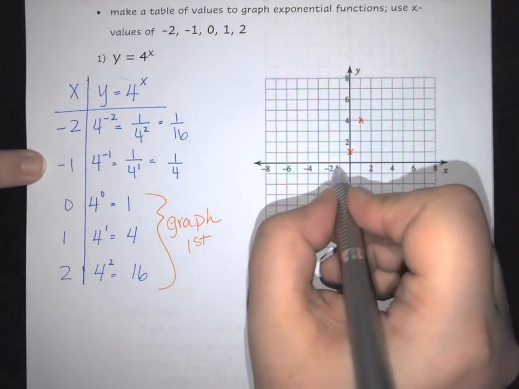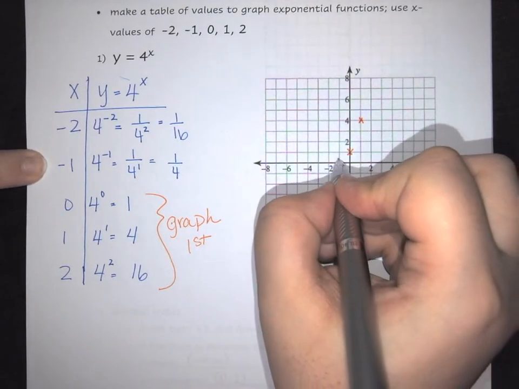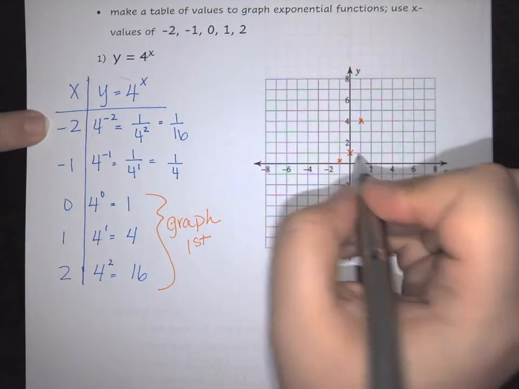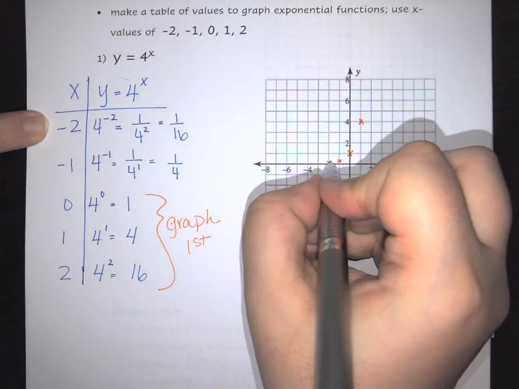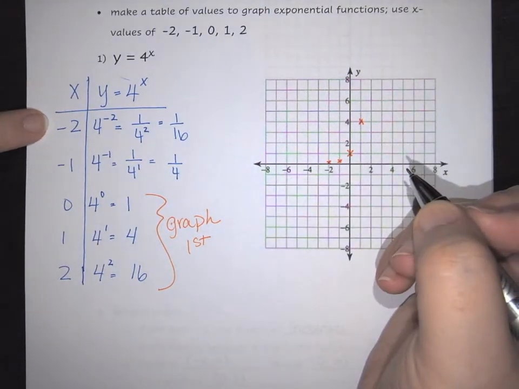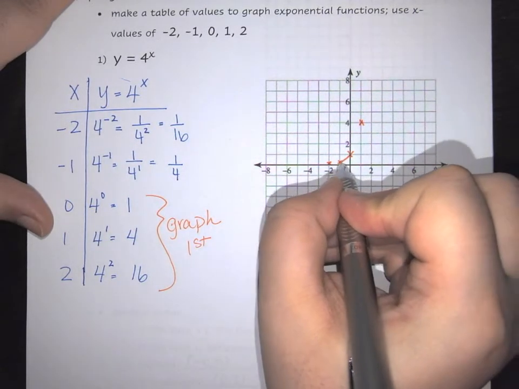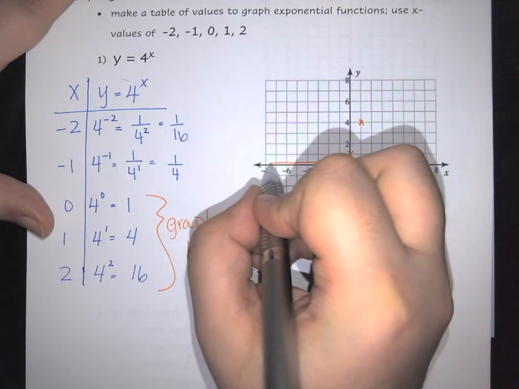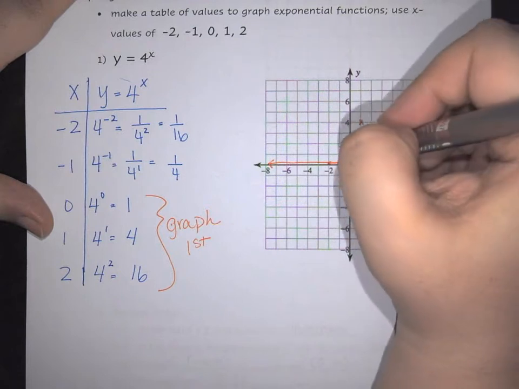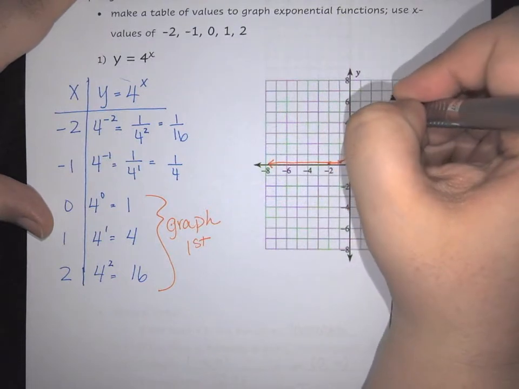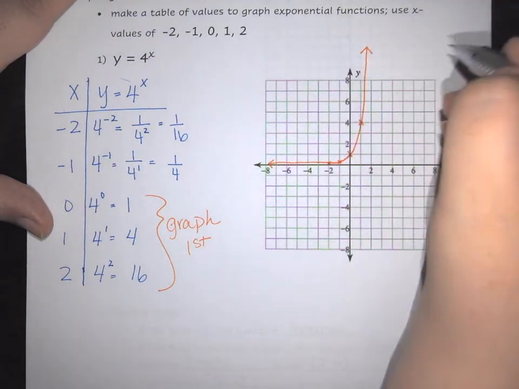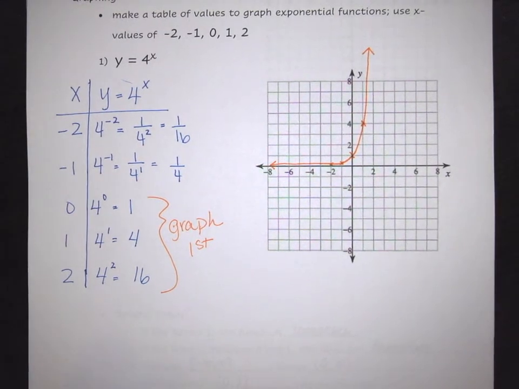Here I've got -1 and 1/4, so I'm pretty close to my x-axis. And then -2 is the 1/16, even closer. So what's happening here is if I connect these dots, you can see we're going to hover really close to the axis, but we are going to shoot up very, very quickly. And so that is your exponential graph.